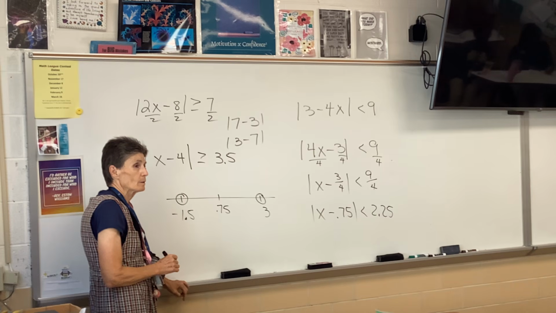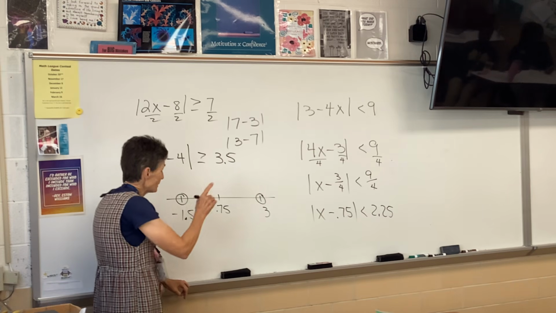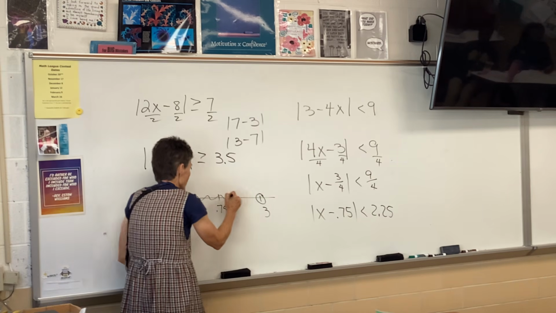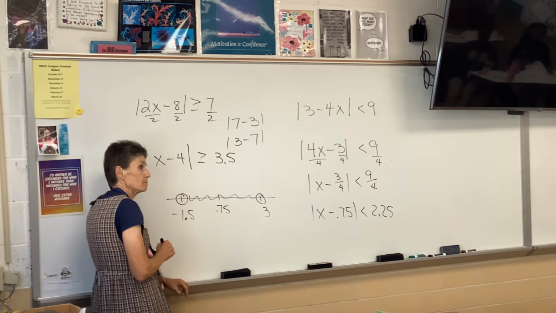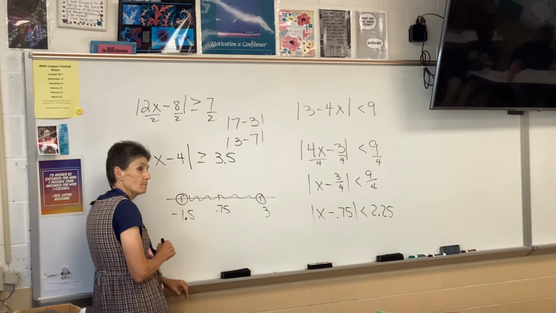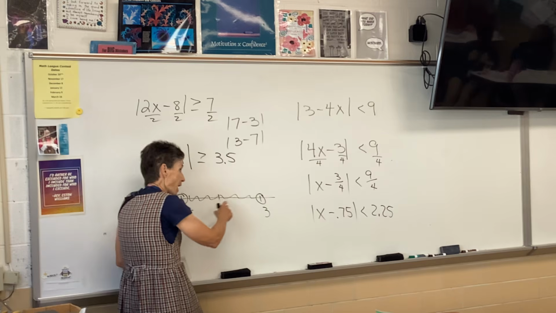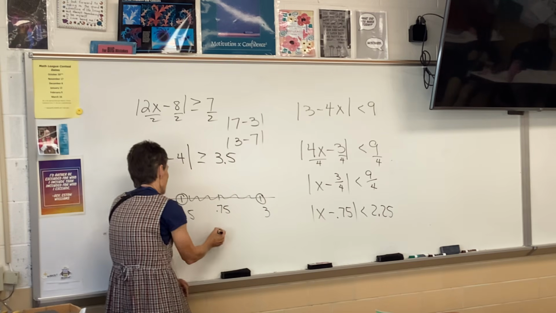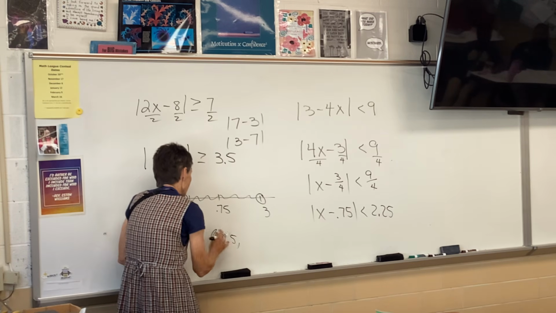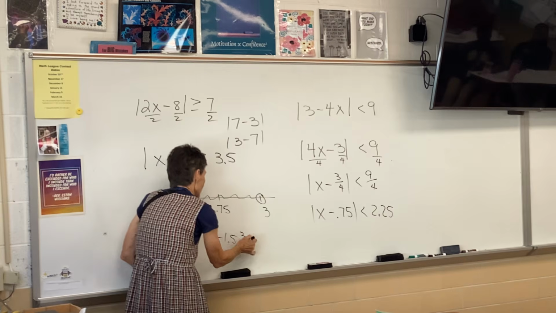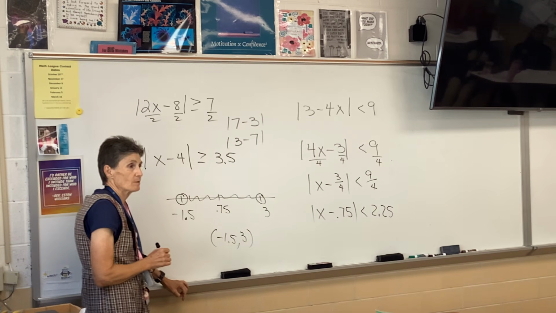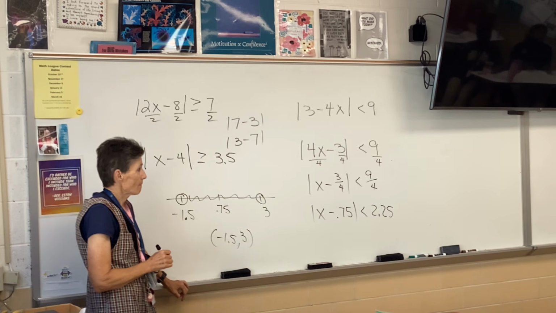Since it's a less than problem, we're going to shade in between, so it's inside. Open dots. Negative 1.5, comma 3 is our answer. Beautiful.